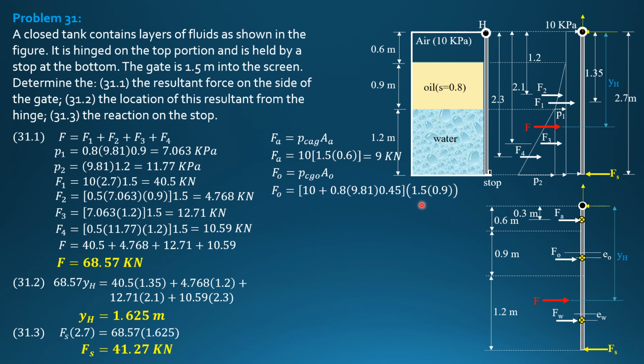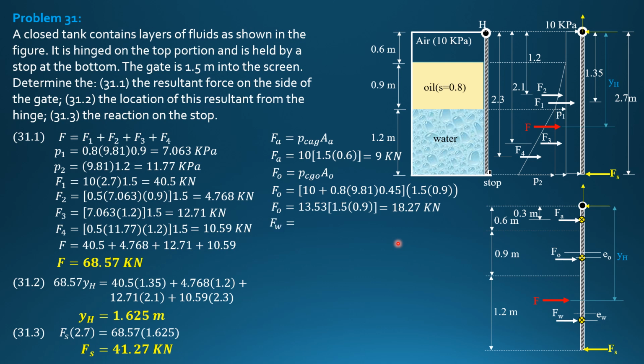Then area is 1.5 perpendicular to the board times height of the oil, which is 0.9. So I will compute this first, pressure at the centroid of oil, because we need that to solve for barred h of oil later. So it is 13.53, then area 1.5 times 0.9. So it is 18.27 kilonewtons.